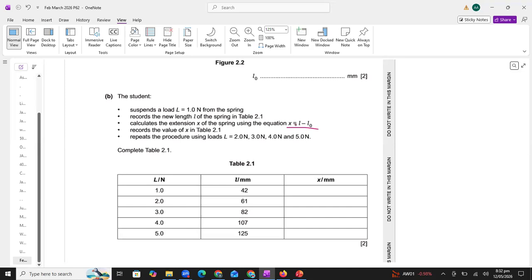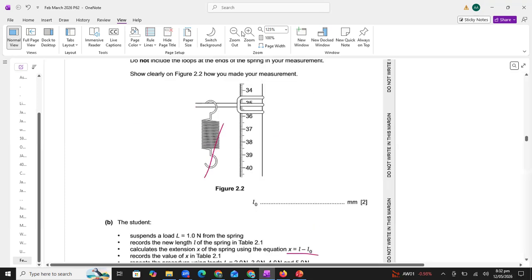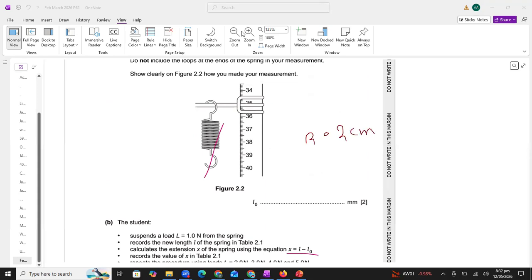So what was the value of the initial length, students? 2.2. Exactly. Millimeter or centimeter? I think we were getting the reading 2.2 centimeter, because it's a meter rule which is given in centimeter. My mistake, sorry. We have to convert it from centimeter to millimeter, so we will multiply it by 10. So we are getting 22 millimeter.